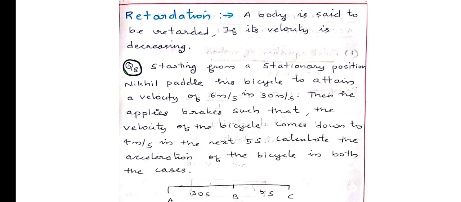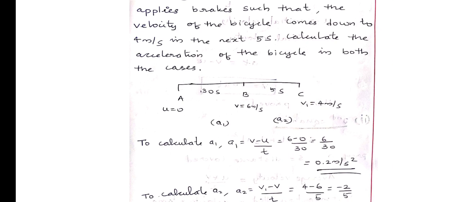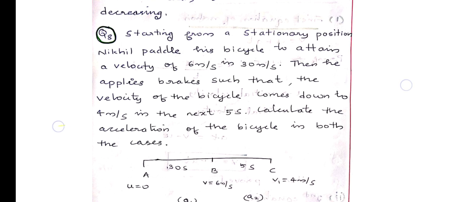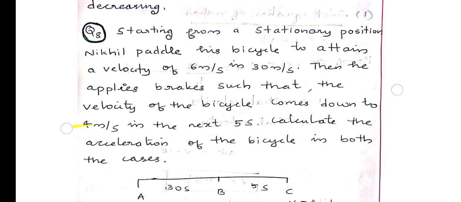Okay, so we move on to the 8th problem. This problem will clear the concept of acceleration and retardation. Starting from a stationary position, Nickel paddles his bicycle to attain a velocity of 6 meter per second in 30 seconds. Change that, that is 30 seconds, not 30 meter per second.